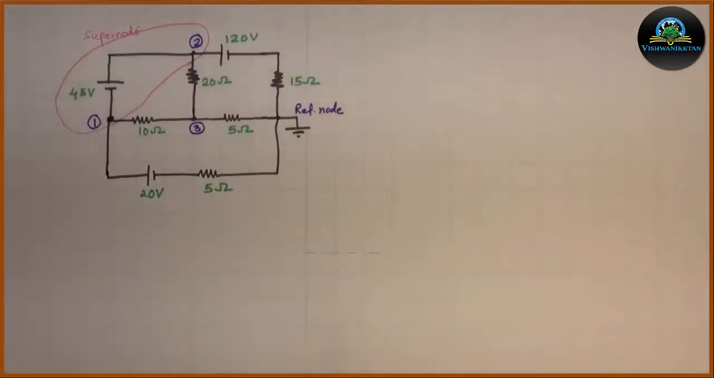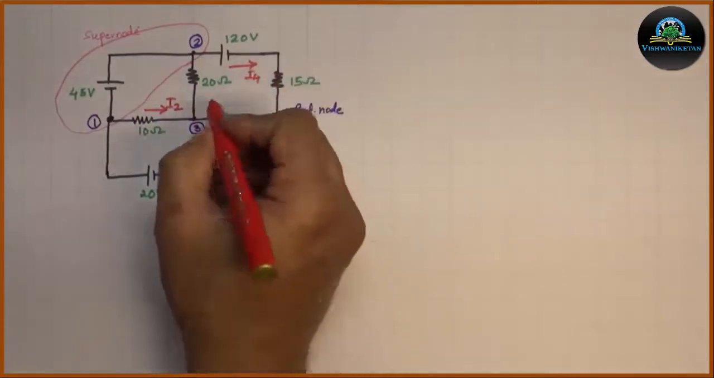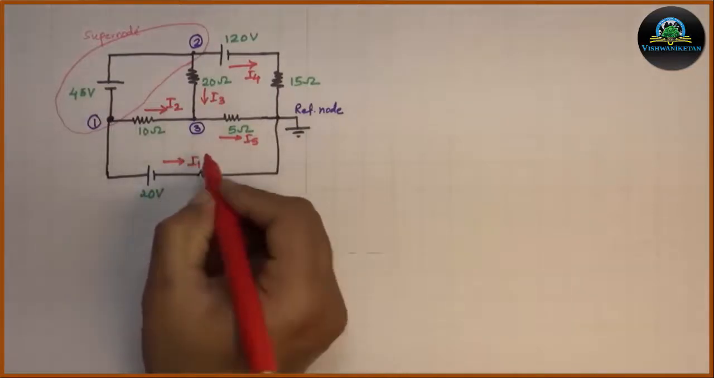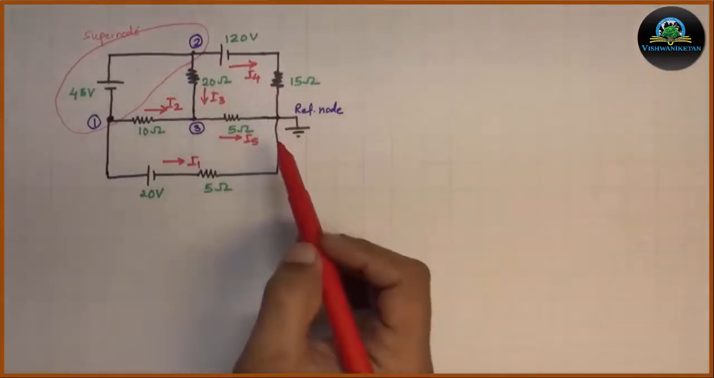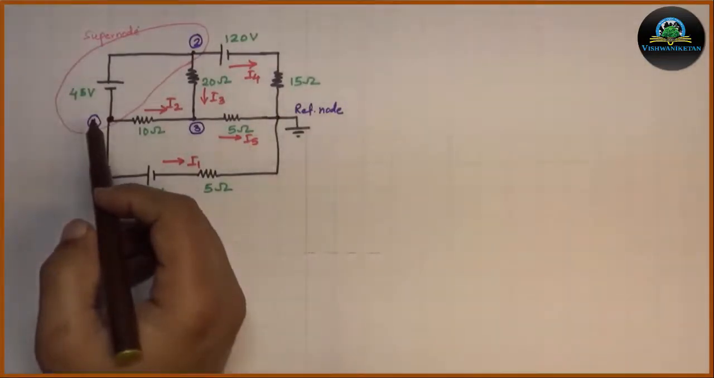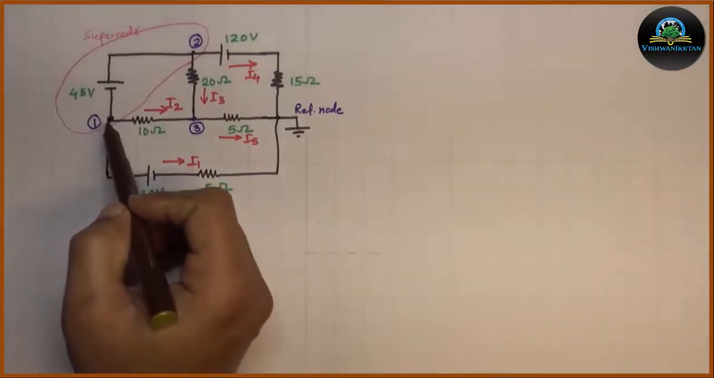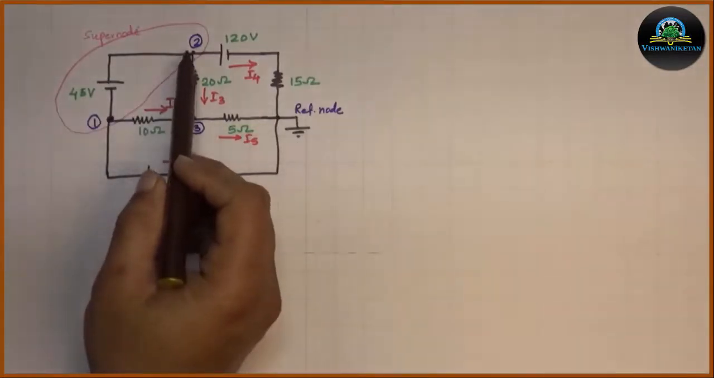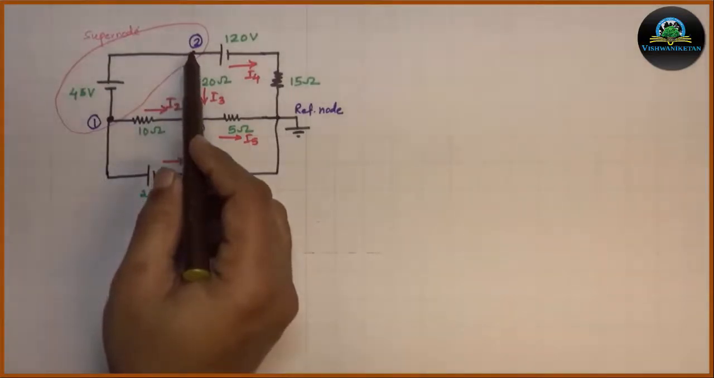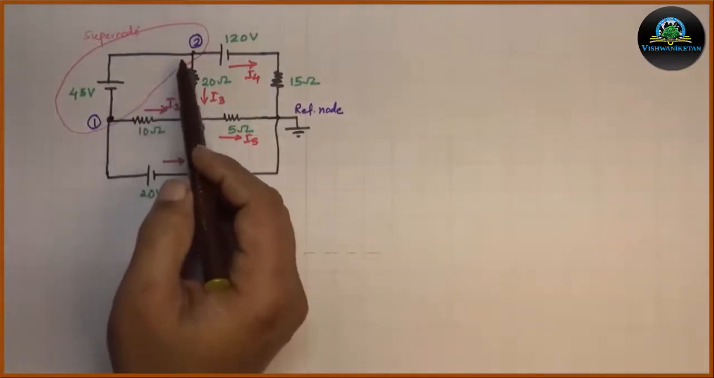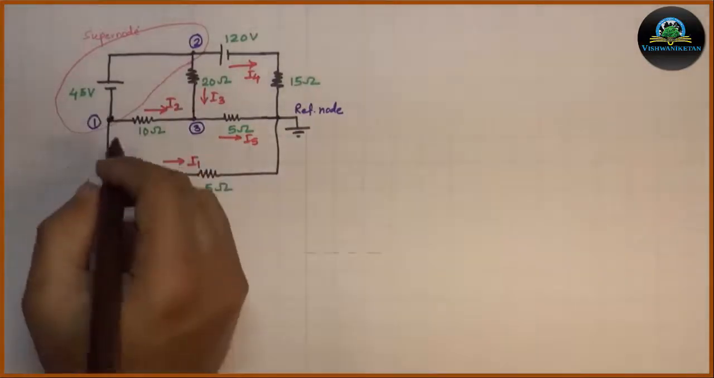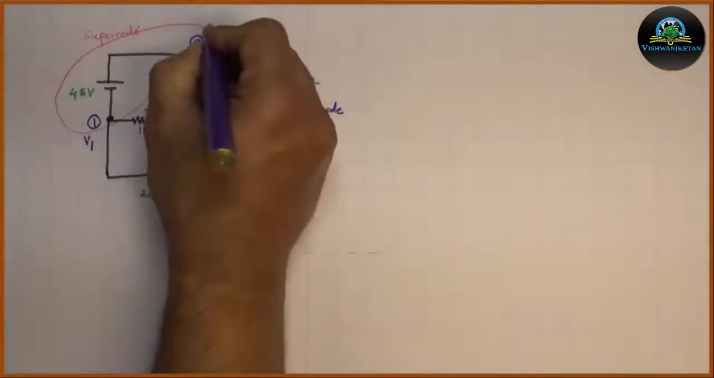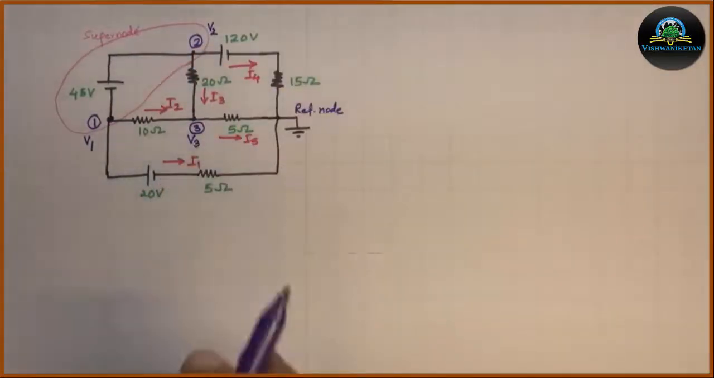Now, excluding supernode, we will indicate the unknown currents in the circuit. This is I1, this is I2, this is I3, this is I4, and this is I5. Now for supernode, if you observe, the battery negative terminal is connected to node 1 and battery positive terminal is connected to node 2. This means that node 2 will be at higher potential than node 1. Hence, the difference between the two potentials is 45 volt. Let voltage at node 1 be V1, voltage at node 2 be V2, and voltage at node 3 be V3.